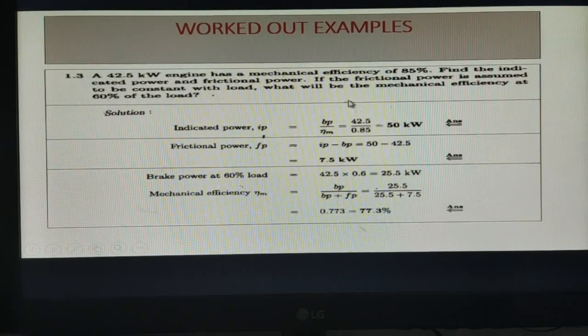Now next it is given that if the friction power is assumed to be constant with load, what will be the mechanical efficiency at 60% of the load? So at 60% of the load, the brake power will be 42.5 into 0.6. So the brake power will be 25.5 kilowatt and the friction power is as it is. The mechanical efficiency is brake power upon the indicated power. Then the brake power is 25.5 kilowatt and the indicated power is what? The brake power plus the friction power. Substituting the values, we'll get the mechanical efficiency as 77.3%. So this is the mechanical efficiency numerical.